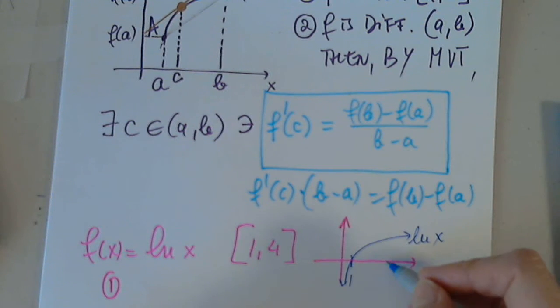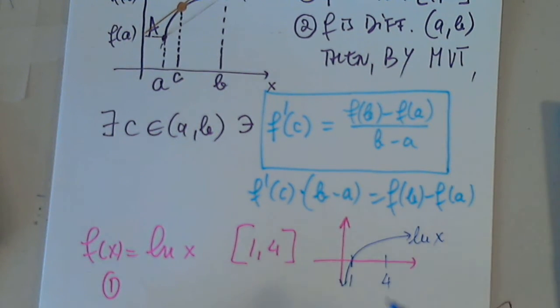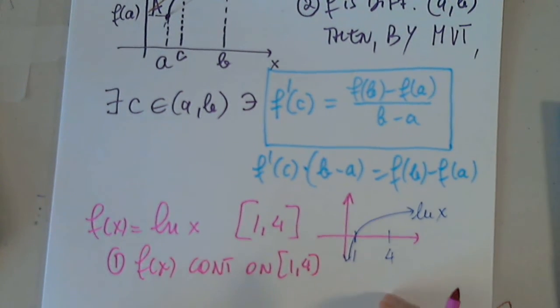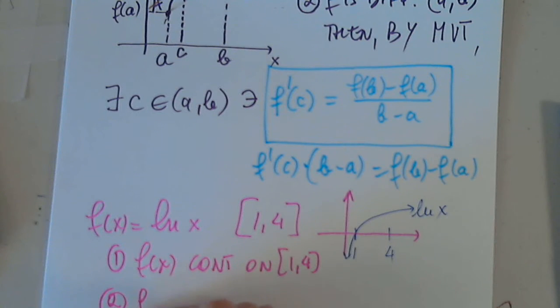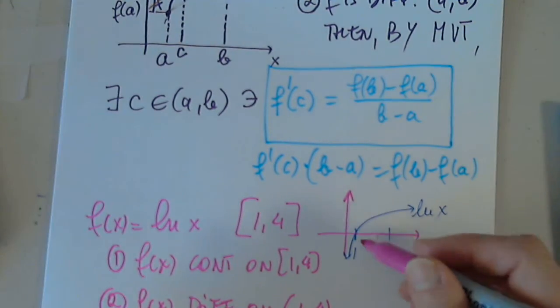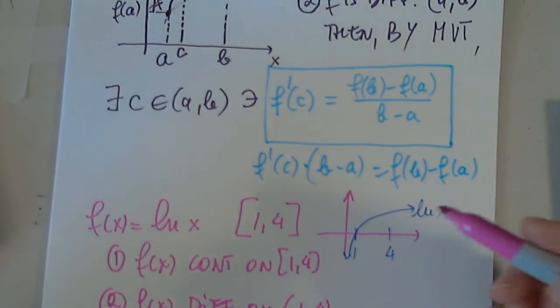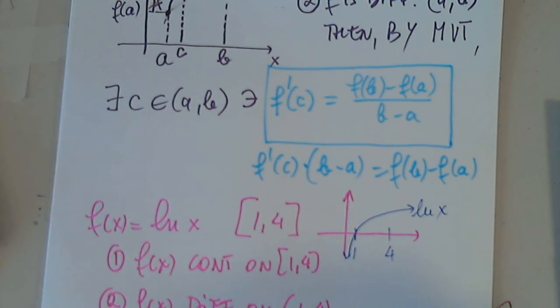And this is 1, and this is 4. Obviously, the function is continuous and differentiable between 1 and 4. So f of x is continuous on [1, 4] for sure. And number 2, f of x is differentiable at least on (1, 4). We don't care what happens at 1, if it's differentiable or not. It is. And same thing with 4.